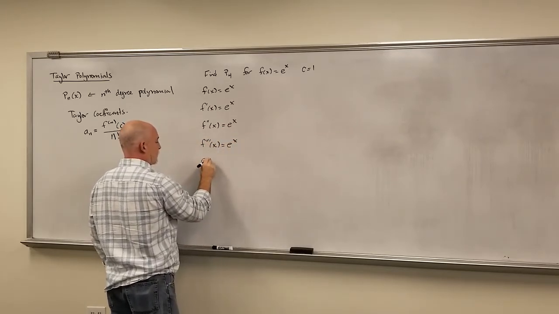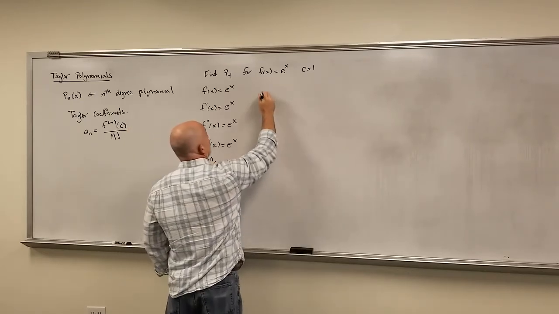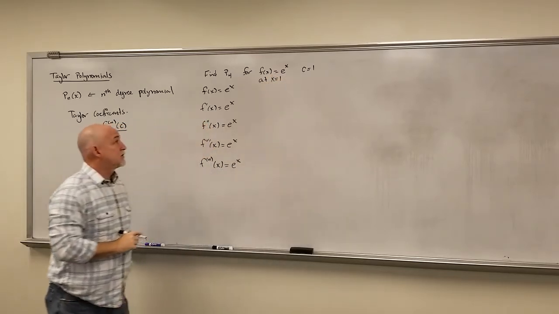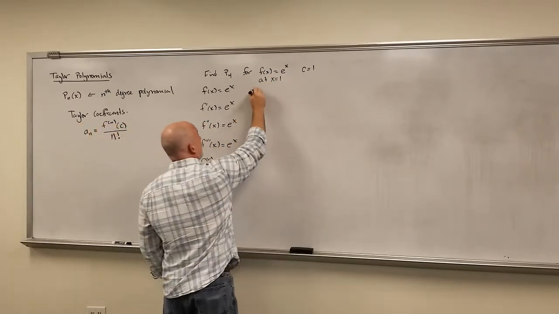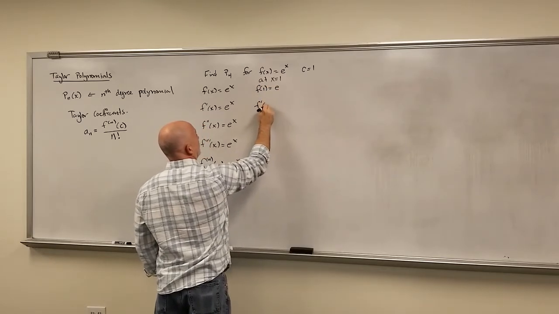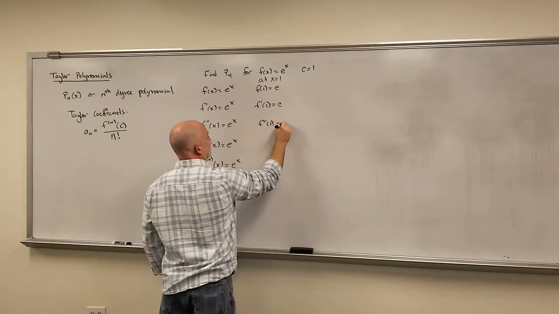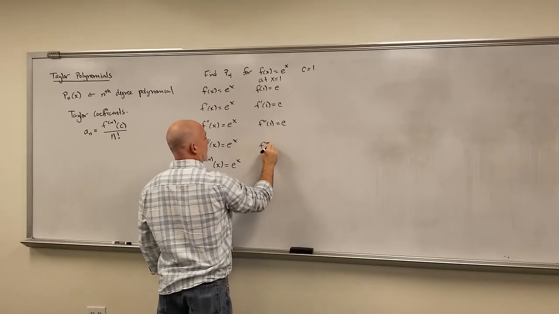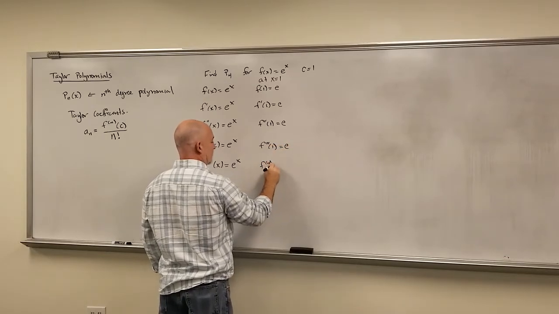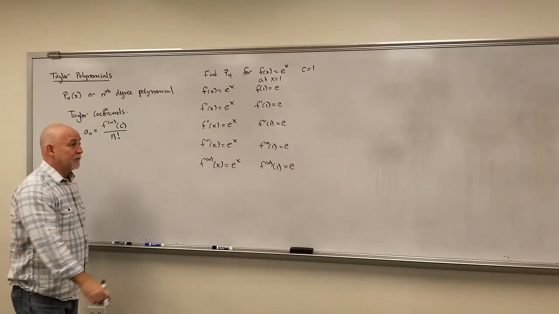And our fourth derivative is also e to the x. Now we want to evaluate this at x equals 1, right? At our center. So f of 1 is e. F prime of 1 is e. F double prime of 1 is e. F triple prime of 1 is e. And the fourth derivative at 1 is, well, e. Notice I picked an easy one.